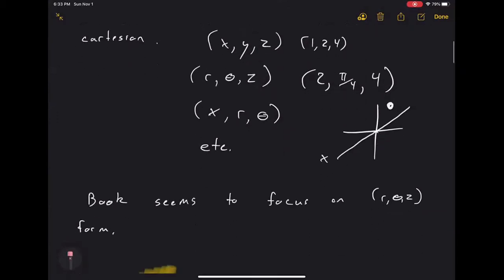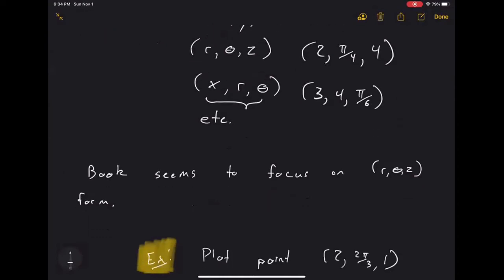All right, and we could have done it the other way, doing the polar stuff for the y and z coordinates. So if I have this configuration of cylindrical coordinates, what would the coordinates 3, 4 pi over 6 be? Okay, well, let's see, let's do the polar stuff first.